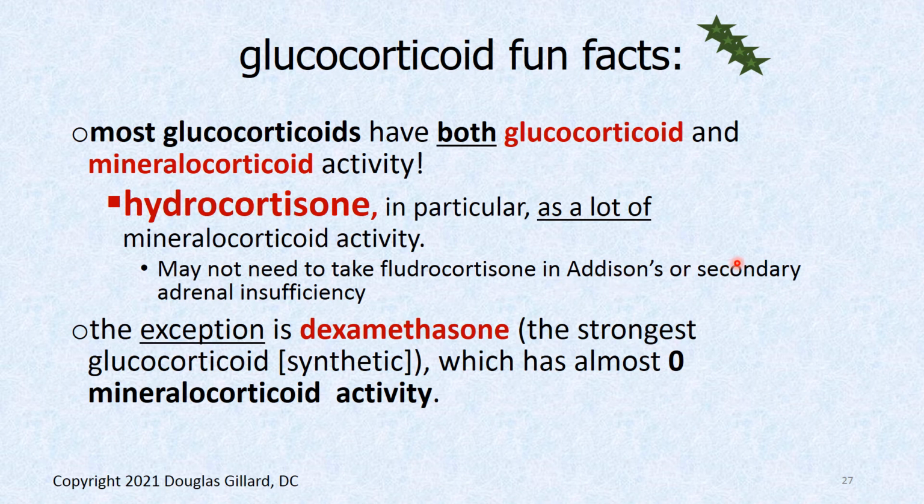This is wrong. Secondary is 27. Can I remember that? That's not right, because in secondary adrenal insufficiency, you can make aldosterone. The exception is dexamethasone. The strongest one has zero mineralocorticoid activity. So if you're taking dexamethasone, you're going to have to take fludrocortisone as well.